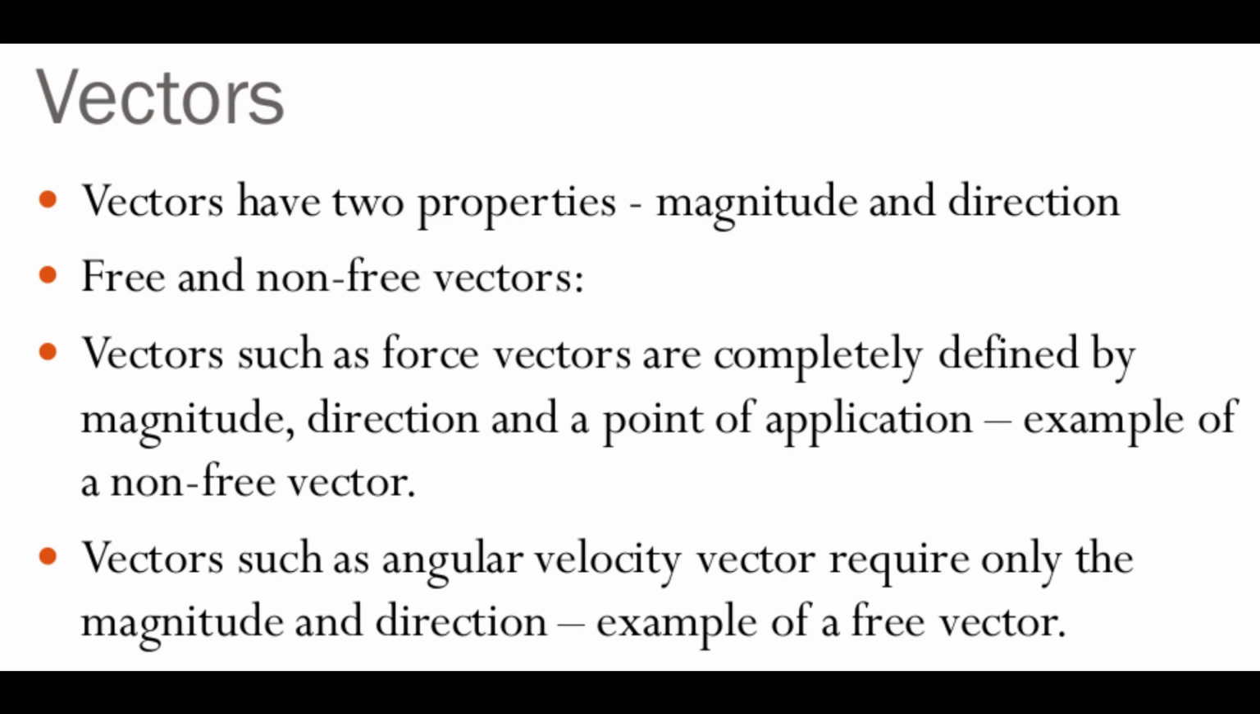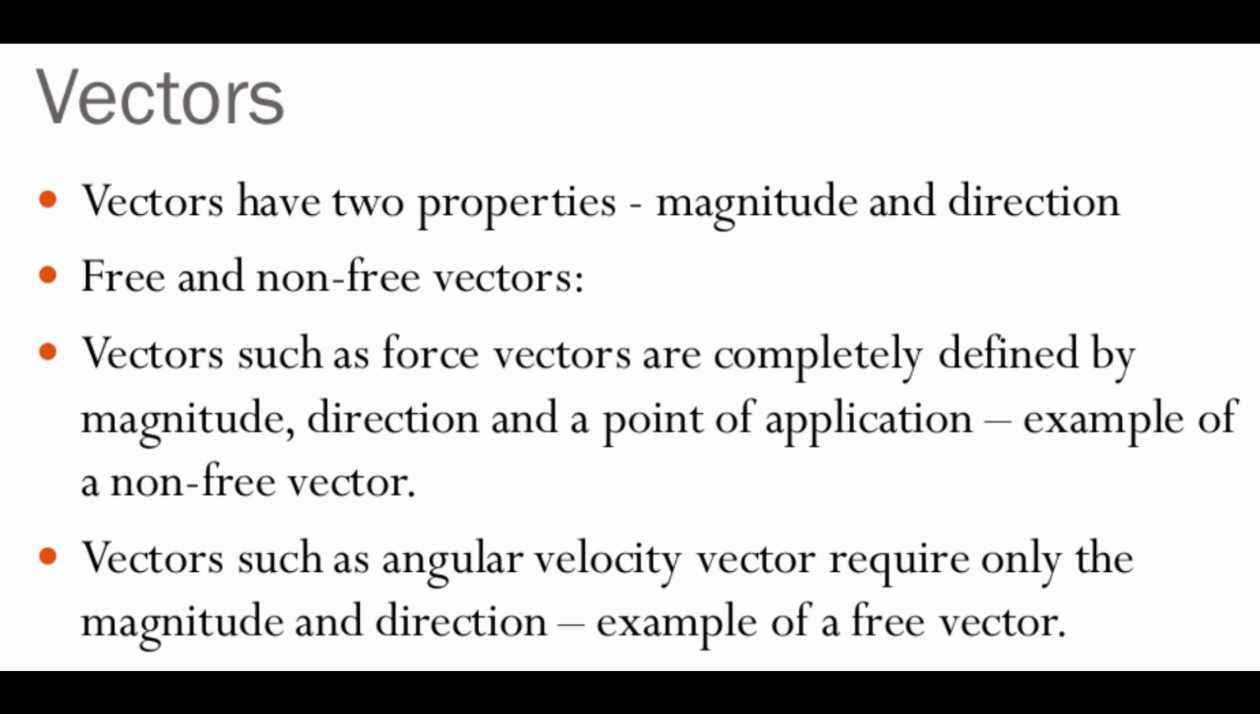Vectors, we have seen this before. Vectors have two properties, magnitude and direction. So they can change in magnitude, and vectors can change in direction as well. Okay, there are two types of vectors, free or non-free vectors. That is one way of categorizing the vectors.